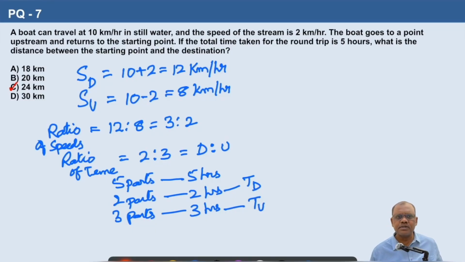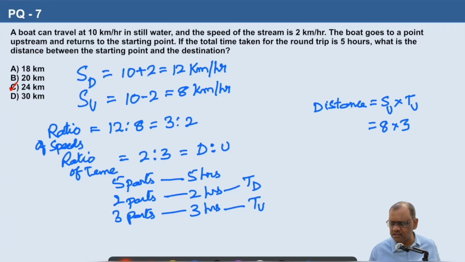So here the question is to find out the distance. Distance is equal to speed into time. So you can multiply upstream speed with upstream time or downstream speed with downstream time. Here the upstream speed is 8 and the upstream time is 3 hours. That equals 24 kilometers, which is the distance.